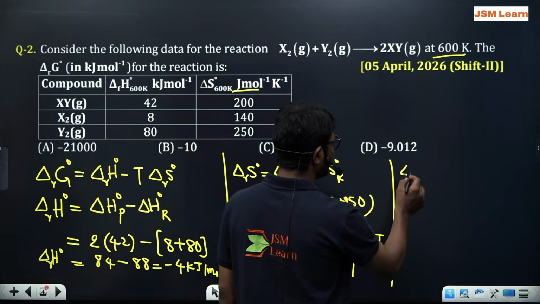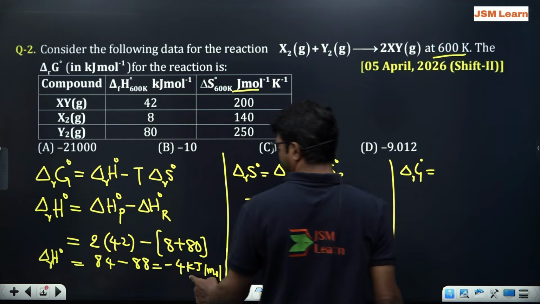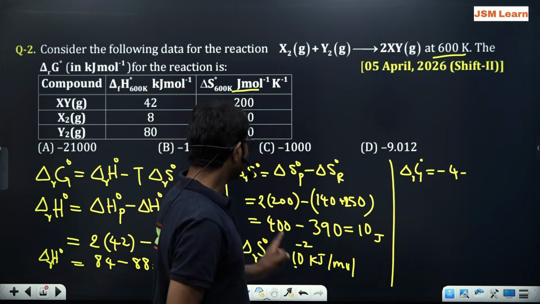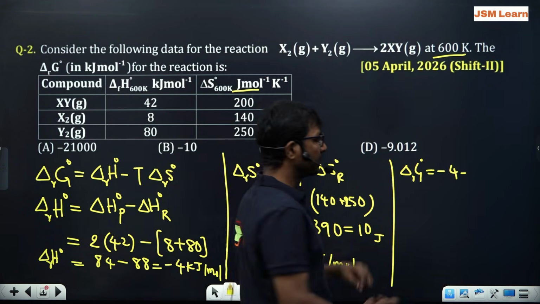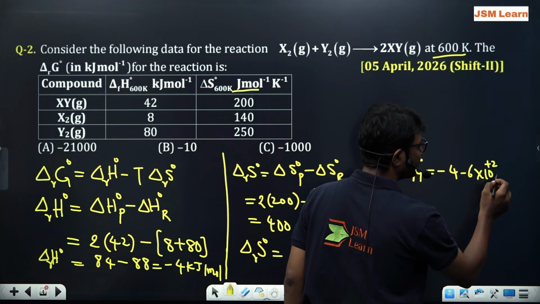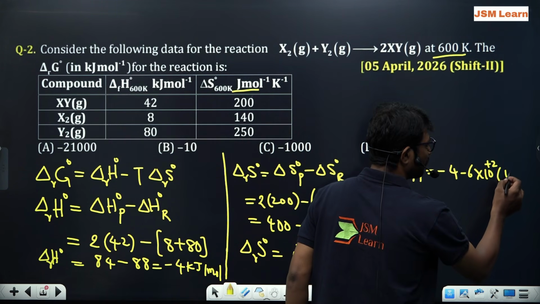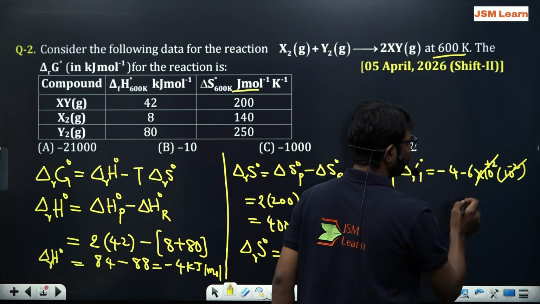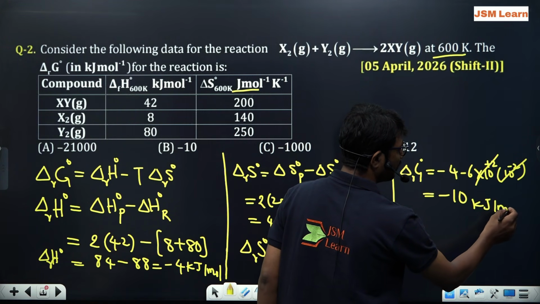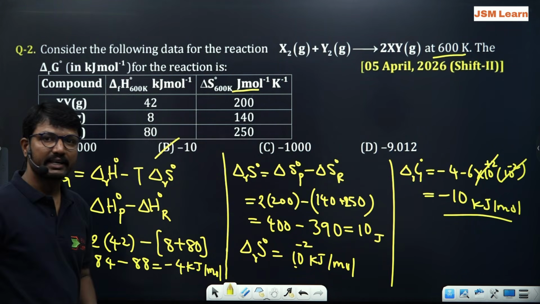So now delta G R naught is equal to, in this formula if you are substituting these values, we'll get minus 4 minus temperature. We have 600 Kelvin, so 6 multiplied by 10 to the power of plus 2, I am writing this one as, next multiplied by 10 to the power of minus 2. On simplification, we'll get this value as minus 10 kilojoule per mole, which is the change in Gibbs free energy. So option B is the correct one in this case.